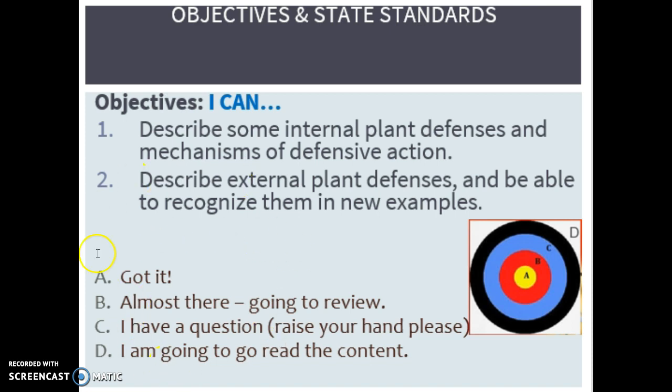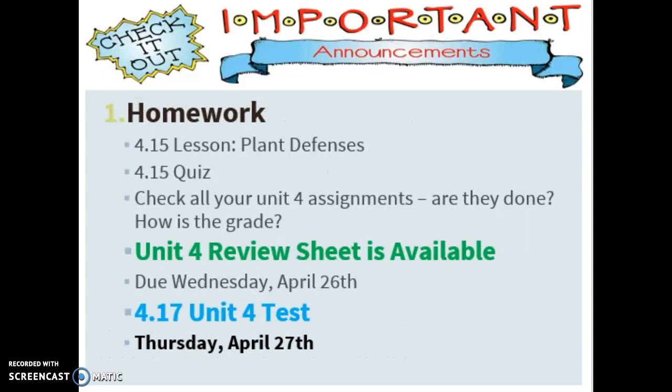Please know that there's information in your reading that you can use to help you if you have any questions. We have a quiz that needs to be taken today, quiz 15. Check all of your Unit 4 assignments. Are they done? How's your grade? We'll be taking the test soon, so make sure you have all those exit tickets and quizzes done. Continue to work on the review sheet. That will be due on Wednesday, and we will take the quiz, the Unit 4 test. It is called a quiz, but it is a unit test on April 27th.